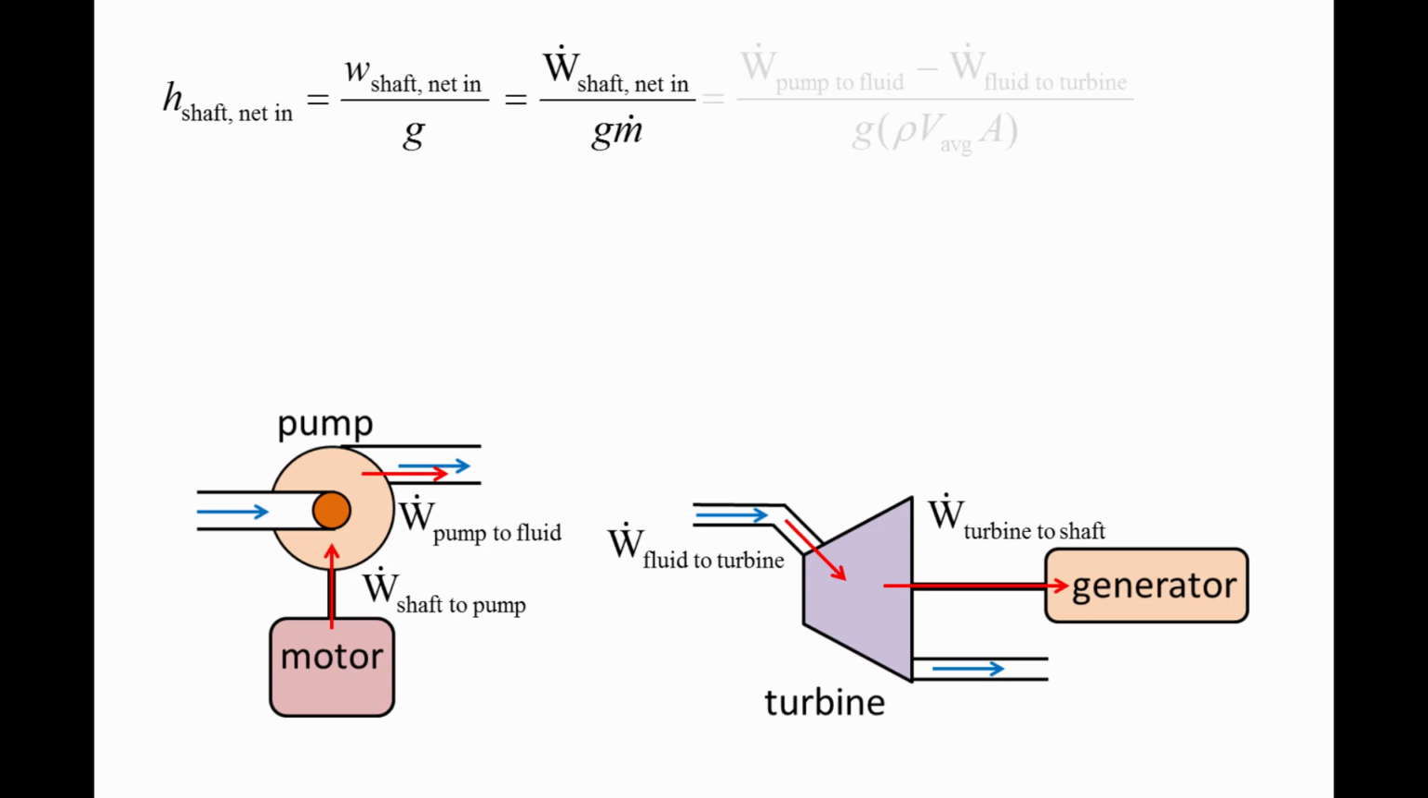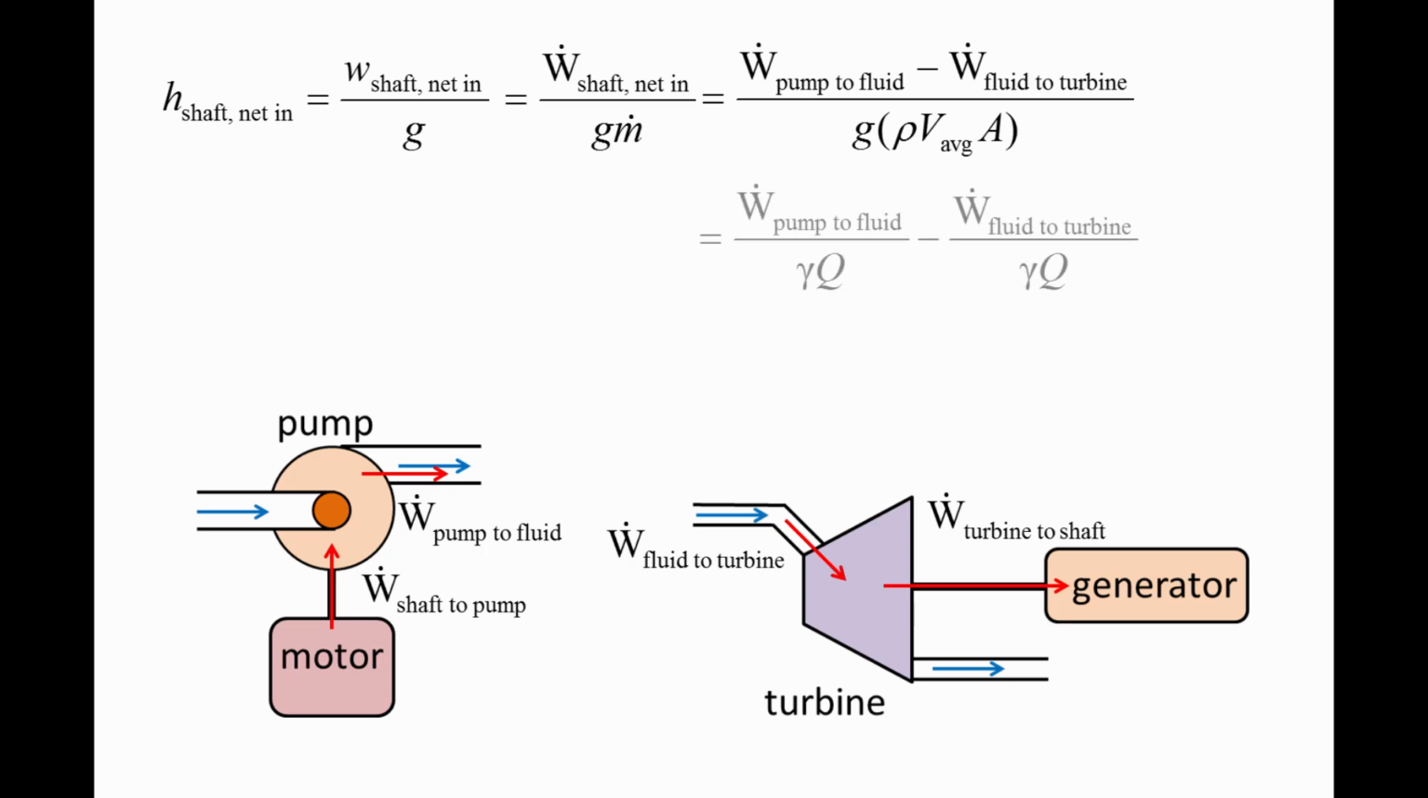The net power into the fluid stream due to a rotating shaft can be rewritten as the sum of the power delivered by a pump to the fluid minus the power extracted from the fluid by a turbine. The negative sign appears in front of the turbine term because the fluid loses mechanical energy through interactions with the turbine. We also rewrite m dot as rho v average A. We separate terms and combine rho and g into specific weight gamma, as well as combine v average and A into volumetric flow rate Q.